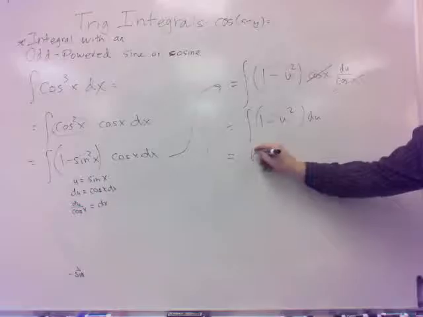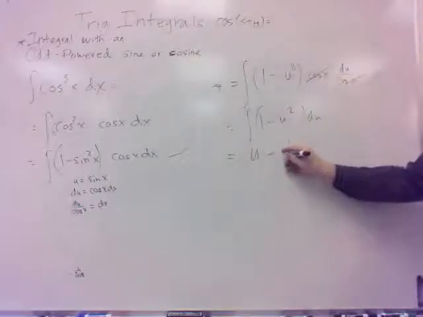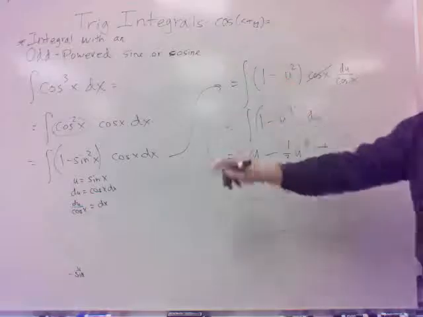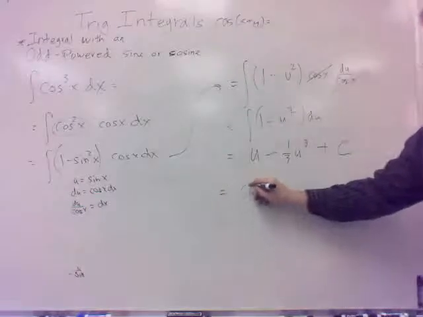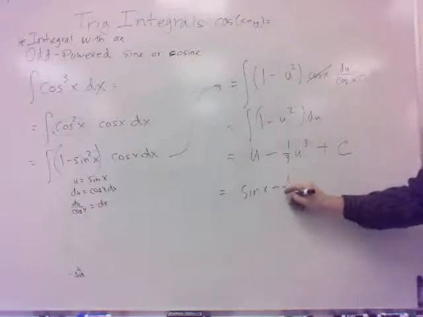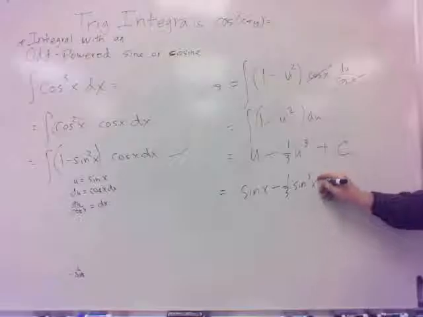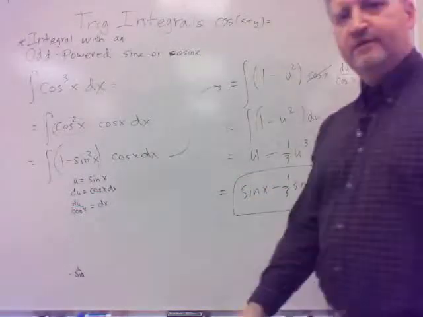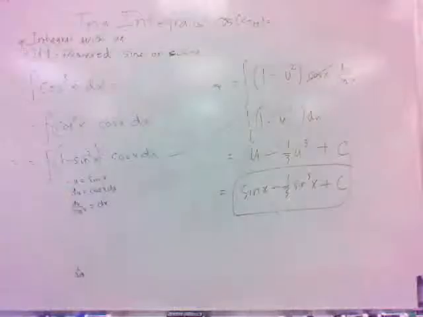Antiderivative of 1 is u. Antiderivative of u squared is 1/3 u cubed plus c. Go back to what u is. U is sine of x, so it would be sine of x minus 1/3 sine cubed x plus c. Not too bad so far, right?